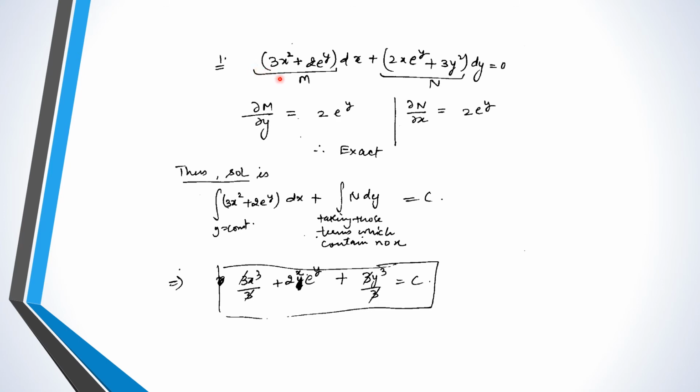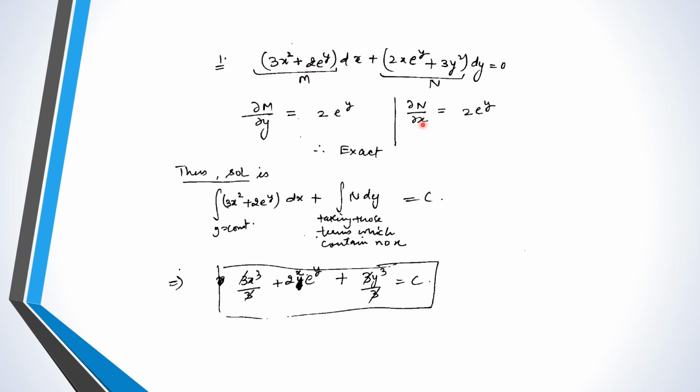Now just see, in front of dx, whatever the function, that function is M, right? Similarly with dy, whatever the function, that is N. So this is your M function, this is your N function. Now take its partial derivative with respect to y and its partial derivative with respect to x. Now just see what will be the partial derivative of this function with respect to y. This is constant with respect to y, so it will be 0. You have this 2 times e to the power y.